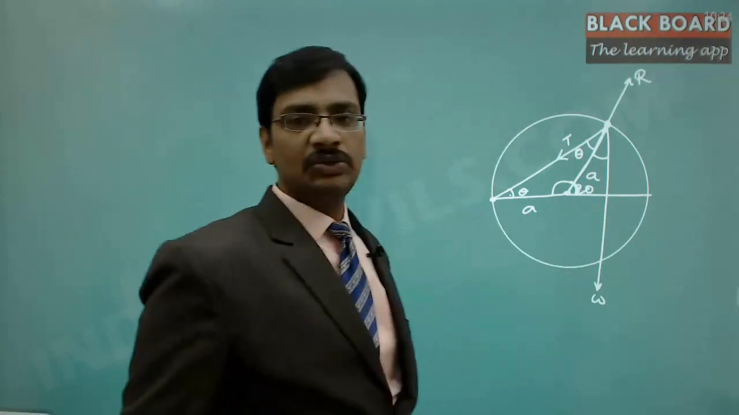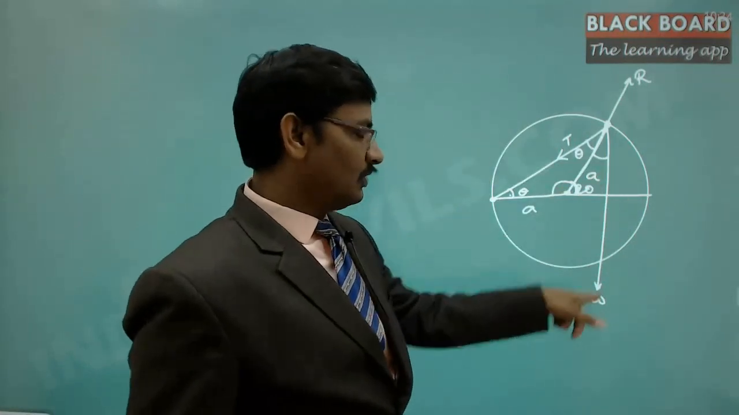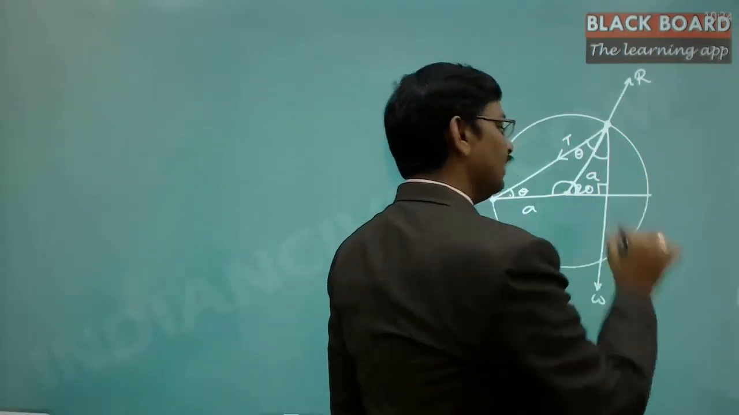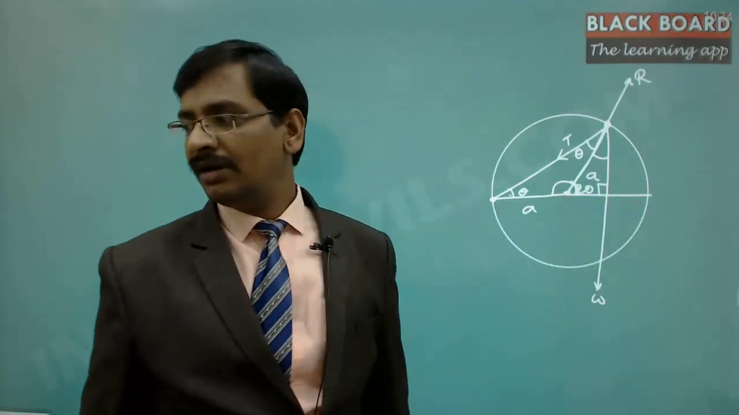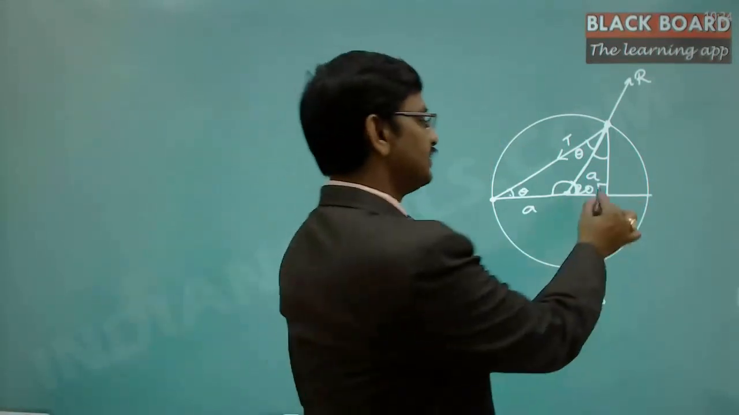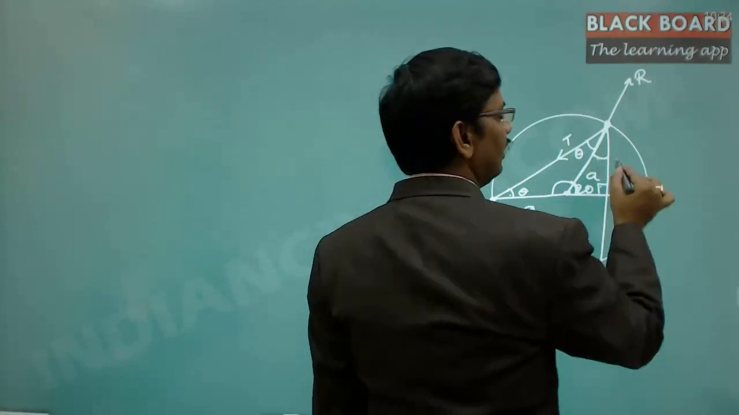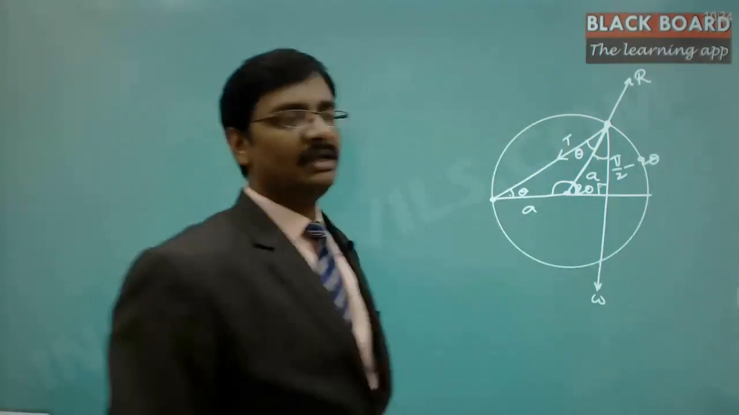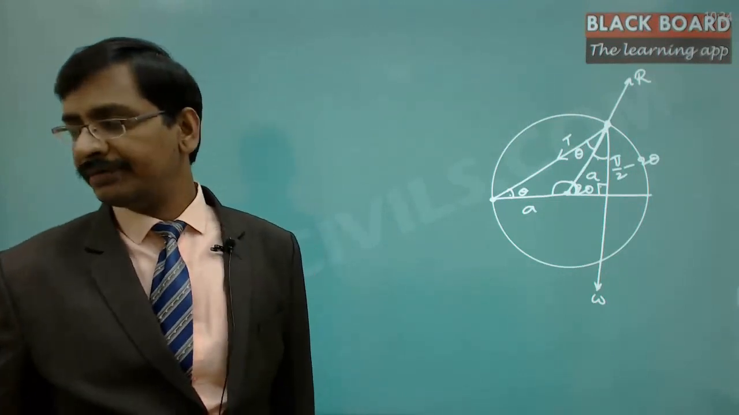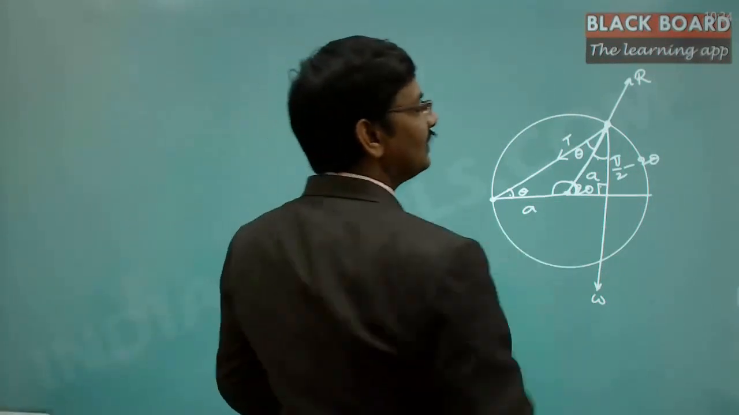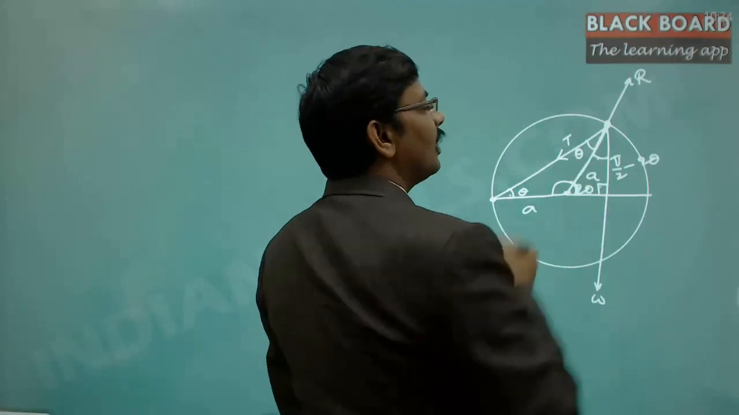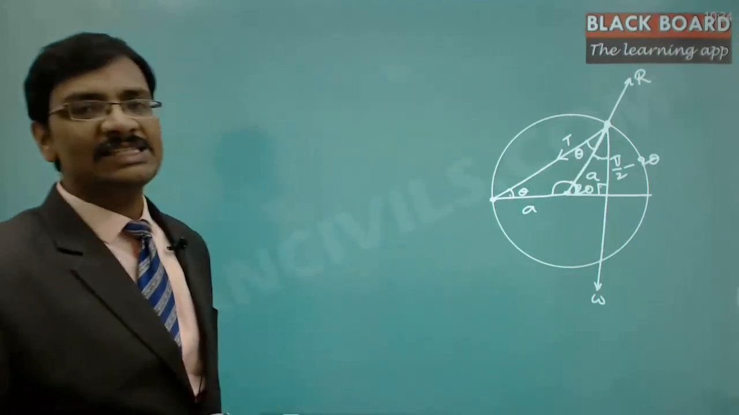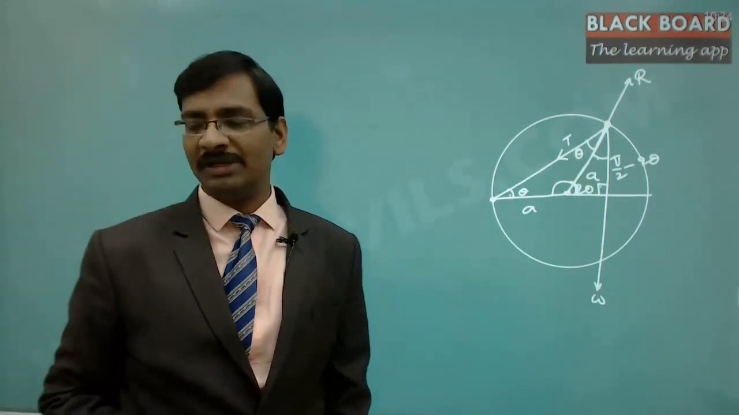If this angle is 2 theta and I extend this line downwards, this angle is going to be 90 degrees because that is perpendicular to the diameter. So this is 90, this is 2 theta, obviously this will be pi by 2 minus 2 theta. So that is the angle. Got it? Now with this understanding, you will be able to identify the angles between all the three forces so that you can apply Lami's theorem.